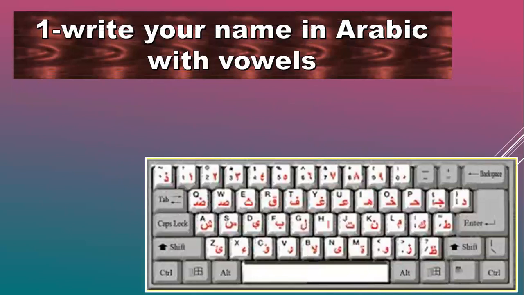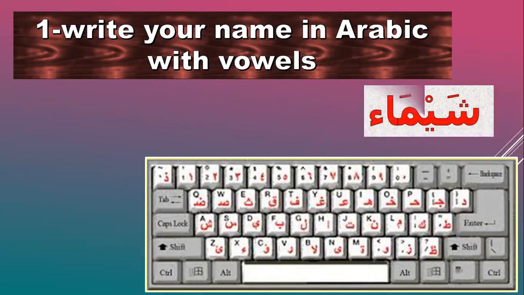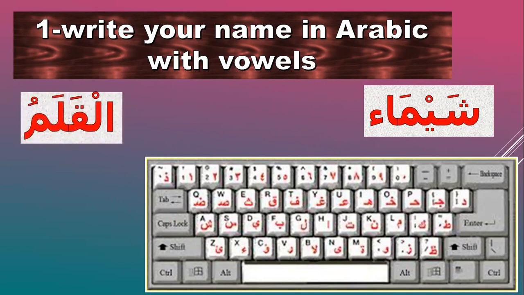Please write your name in Arabic with vowels. What's your name? Okay, I will write my name, Shayma. Sheen, click Sheen. Please write your name with vowels. Your name is what? Okay, right. Did you finish? Okay, please write another word. Al-qalamu. How to write al-qalamu?